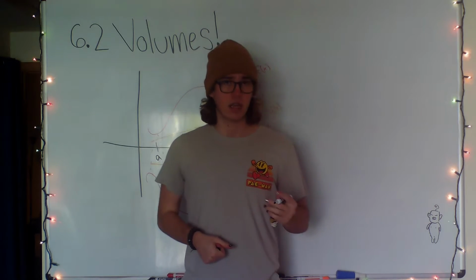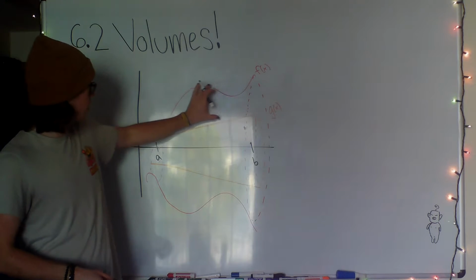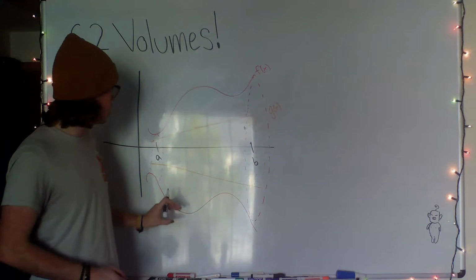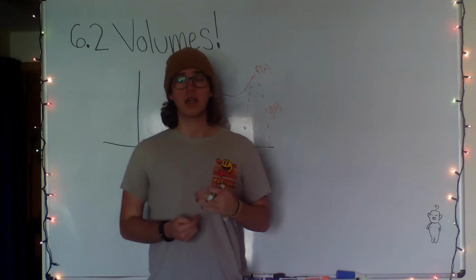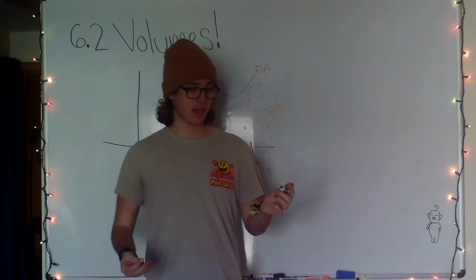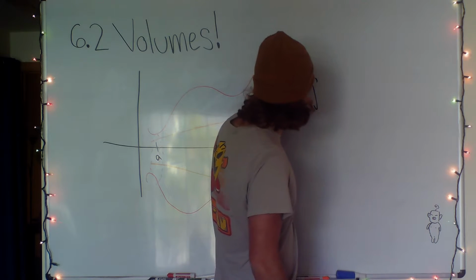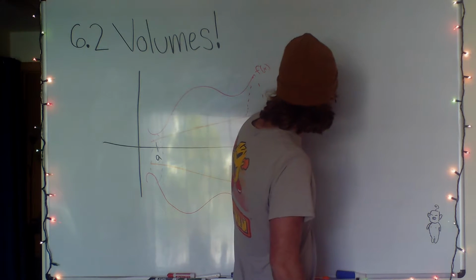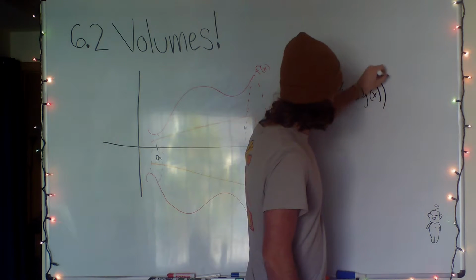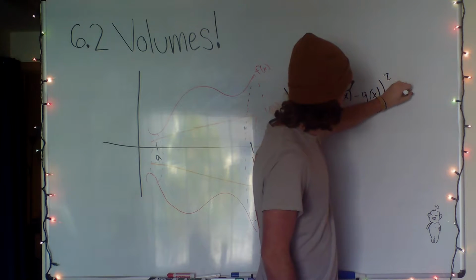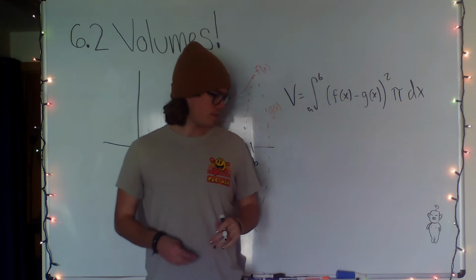So, for this, in order to find the volume between this red curve and this g curve from a to b, all you would have to do is set your radius now to f of x minus g of x, and we would get our volume is equal to the integral from a to b of pi times (f of x minus g of x) squared dx. And that would find the volume between two curves.